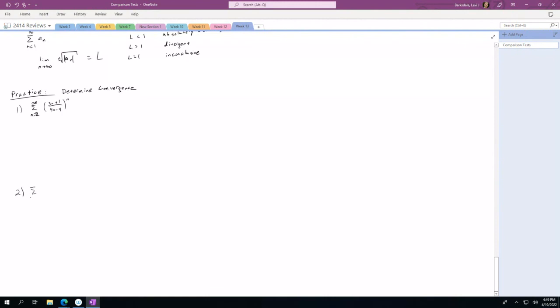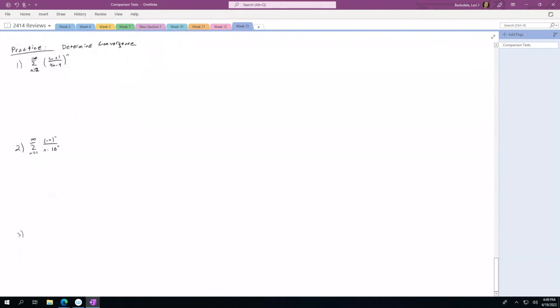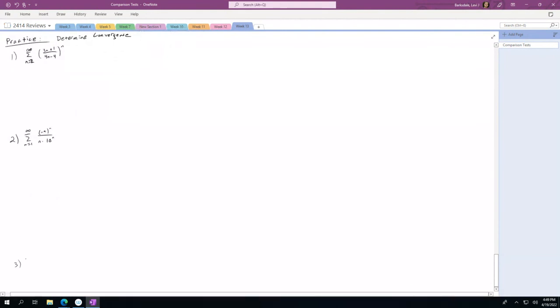Second, we're going to have the sum from 1 to infinity of minus 9 to the n divided by n times 10 to the n. And finally, we're going to have, actually going to move this one down a bit, give ourselves a bit more space, the sum from 1 to infinity of n factorial divided by 100 to the n. I'll give you a few minutes to work through those. Good luck.